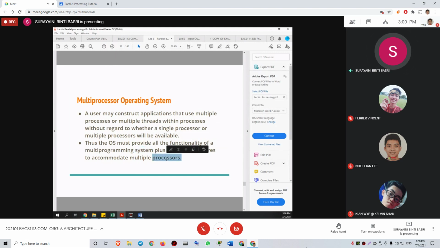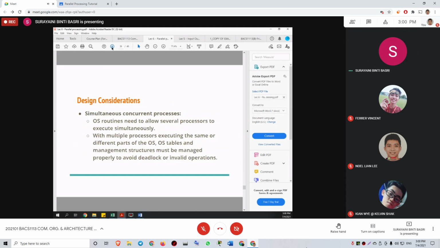Thus, the OS must provide all the functionality of a multiprogramming system, plus additional features to accommodate multiple processes. So the OS not only needs to manage the scheduling between each of the CPUs, but it can also have additional features to assist any process that is needed to run multiple processes.